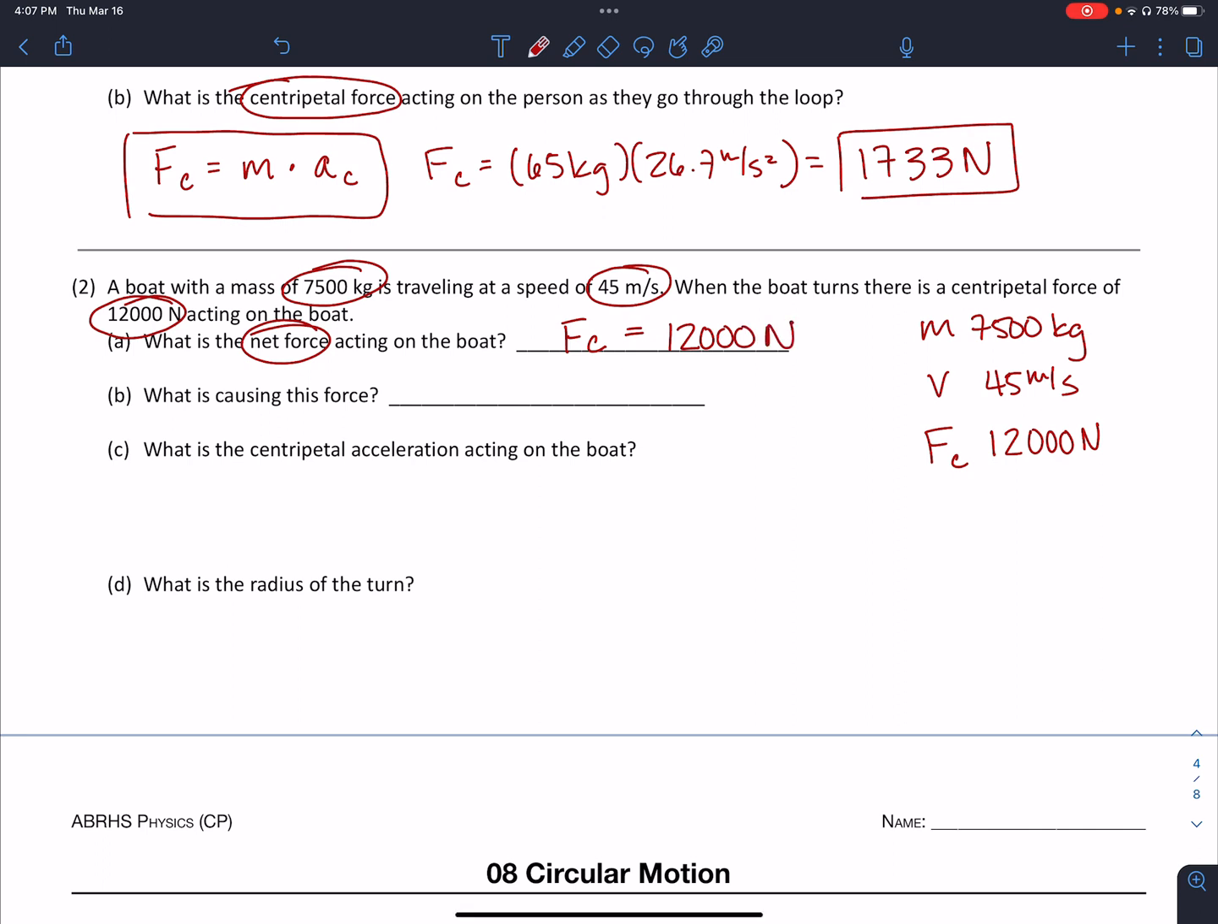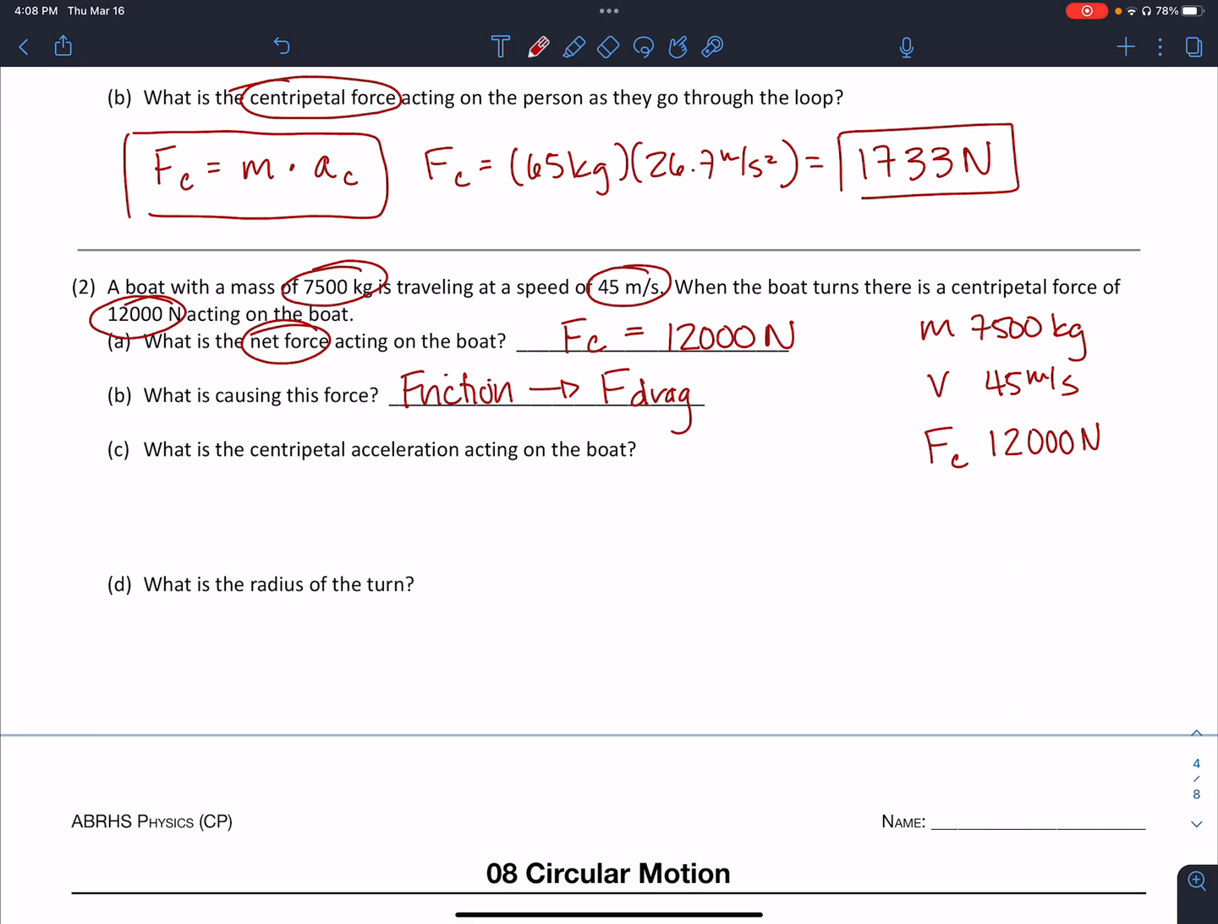So what's causing this centripetal force? Well, if you're in a boat, just like in a car, when you turn the wheel, it turns fins on the boat or the motor, depending on what type of boat you have, and that leads to some friction buildup between the motor, the fins, and the water. So what's causing the force here is friction. Because we're moving through a liquid, we could call this drag, just like we would in the air, or air resistance, but water resistance.